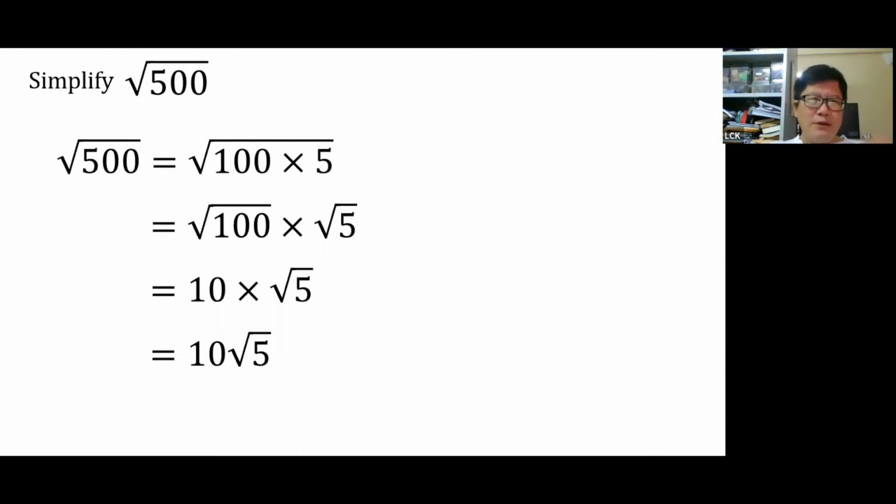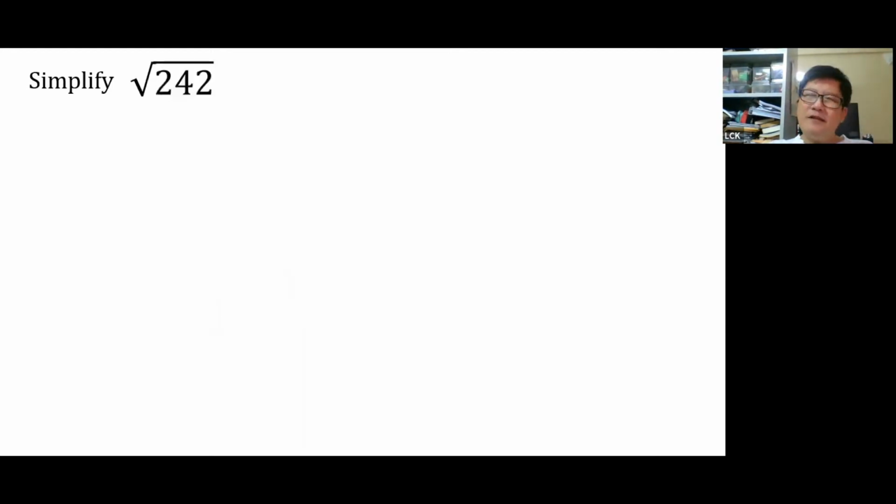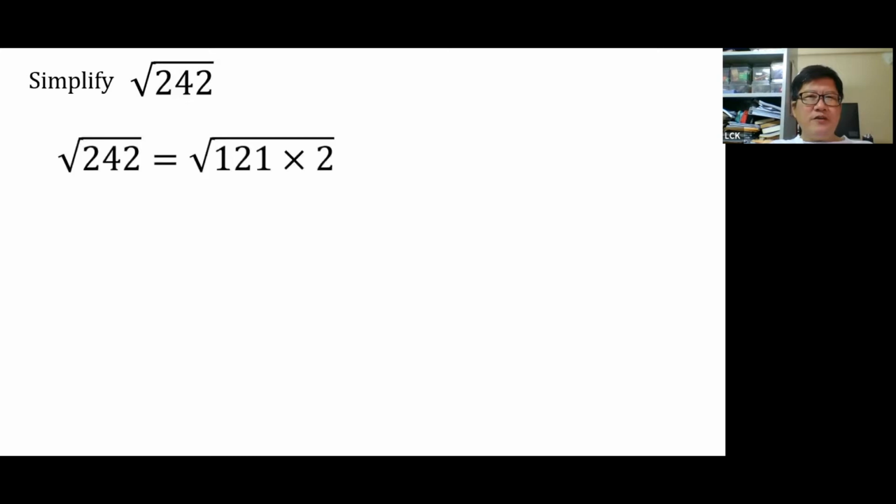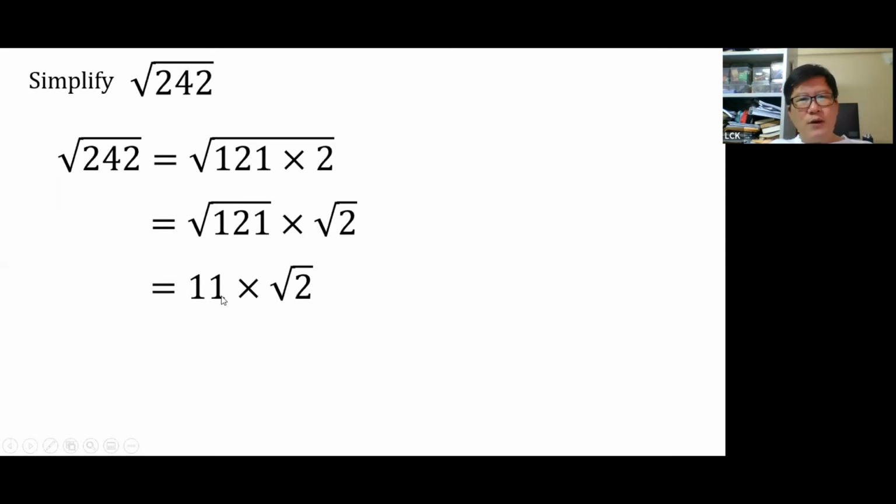You need to be able to do all these things mentally. So let's do some more. Square root 242, so break the number down into two numbers. It's 121 times 2. Break it down into two surds. You can see that the steps are similar. I hope that you are beginning to see the steps are exactly the same. So you have the square root of 121 times the square root of 2. Square root of 121 is simply 11. That's 11 times square root 2, and you got your answer.